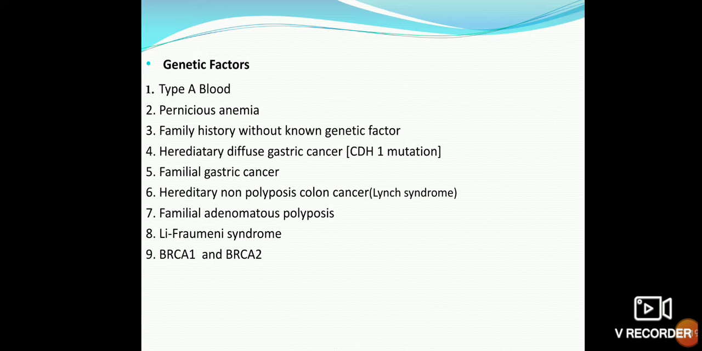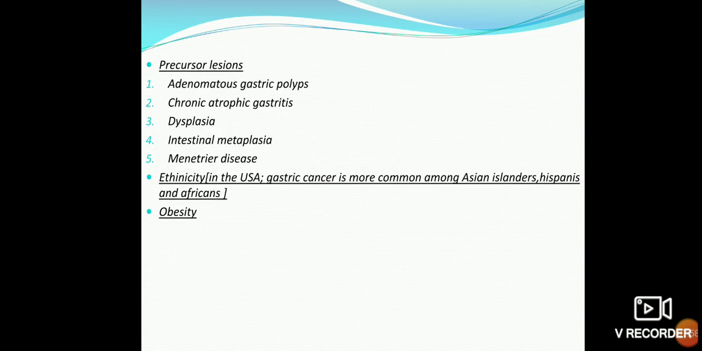Genetic factors which cause gastric carcinoma are type A blood group, pernicious anemia, family history without known genetic factor, hereditary diffuse gastric cancer with CDH1 mutation. It occurs due to E-cadherin cell adhesion molecule deficiency. Familial gastric cancer, hereditary non-polyposis colon cancer, HNPCC or Lynch syndrome, familial adenomatous polyposis, Li-Fraumeni syndrome, which occurs due to p53 mutation, and BRCA1 and BRCA2 mutations. It also leads to breast cancer.